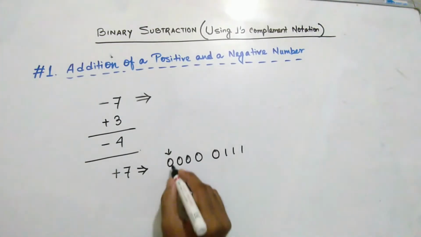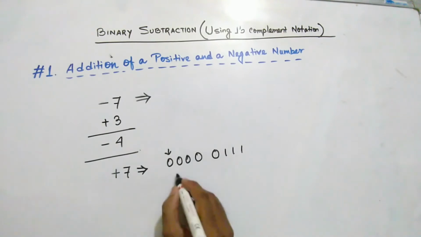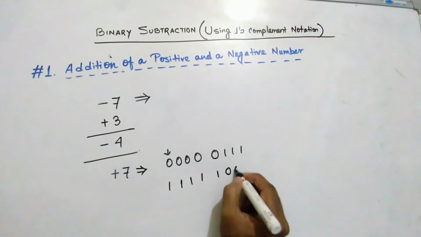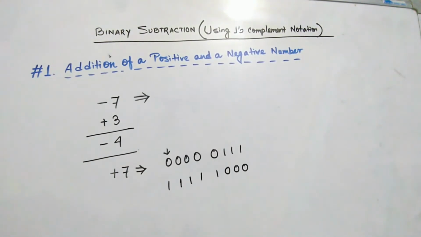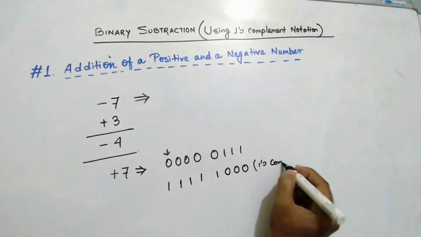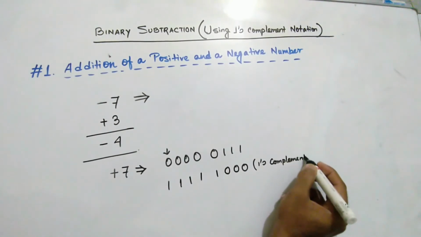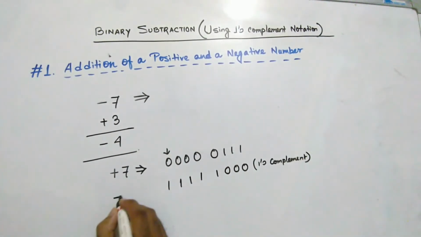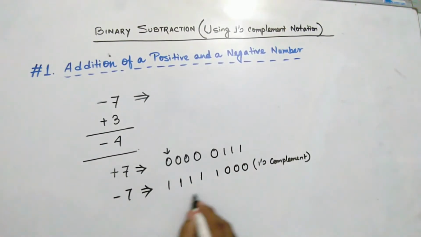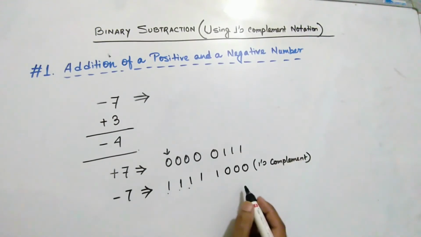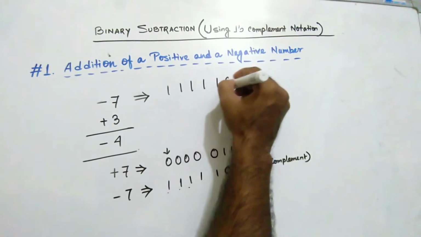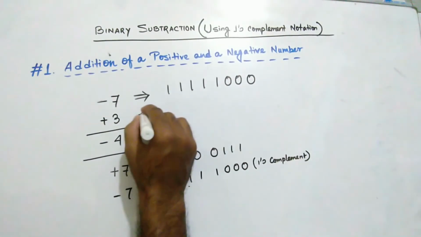And if we obtain the ones complement of this binary representation, that will be 1 1 1 1 1 0 0 0. Just place 1 in place of 0 and 0 in place of 1. This is the ones complement of the given binary number, so this is actually equivalent to -7. This is the binary representation of -7, 1 1 1 1 1 0 0 0. So just write it down.